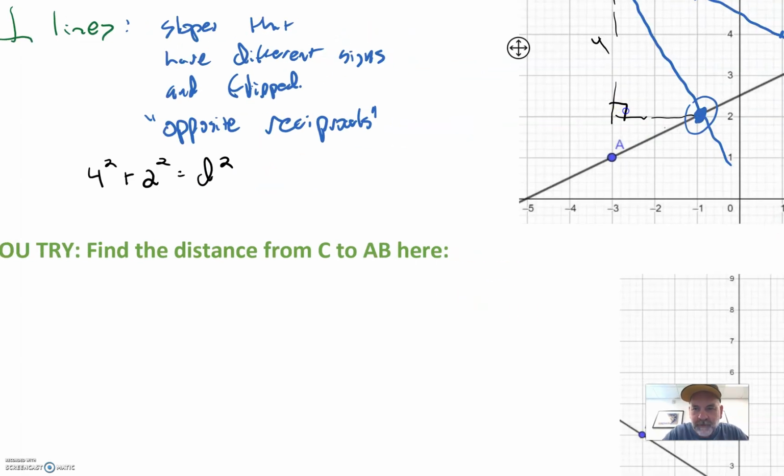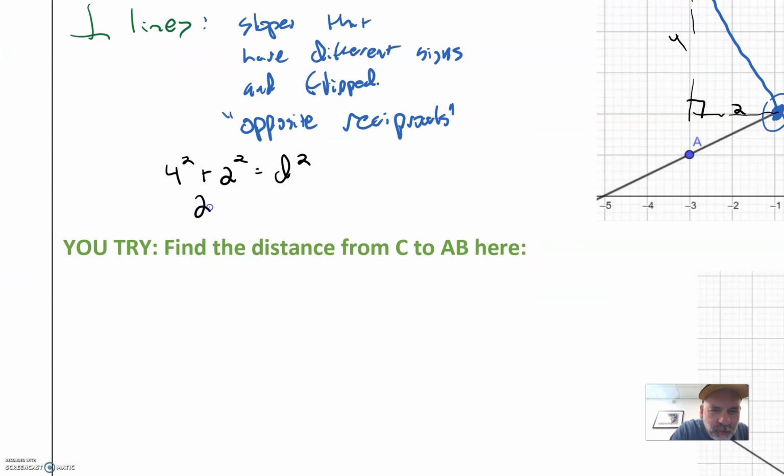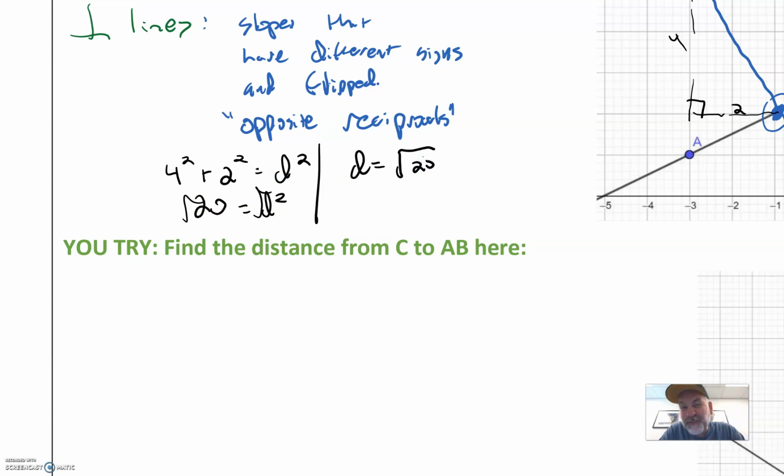right? Because of the Pythagorean theorem. And so that's 20 as the distance squared. That's 16 plus 4. Sorry. And so square root both sides. And the distance is the square root of 20. Can I simplify that? Why don't you take a practice one? Simplify that. You'll have to on the test.